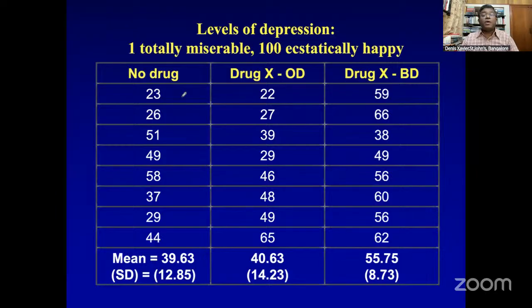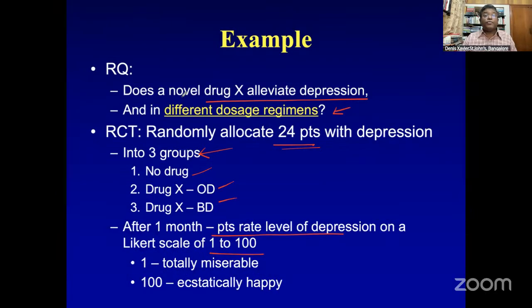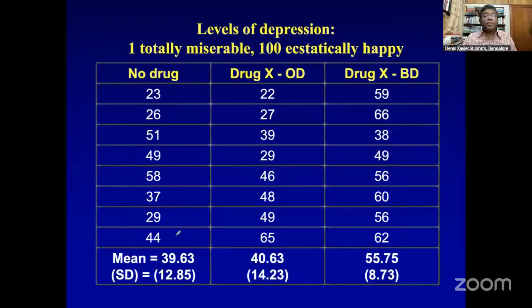So we have 24 patients. We have 8 patients with no drug, 8 patients on the once a day drug, and 8 patients on the twice a day drug. The mean score here is 39.63, here it is 40, and here it is 55. There seems to be some difference in the double dose compared to the single dose. Although single dose compared to no dose is a very small difference, 40 and 41.